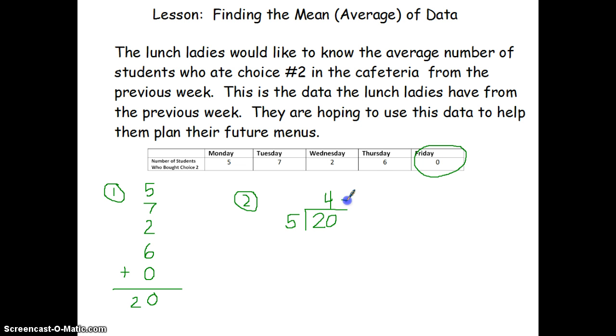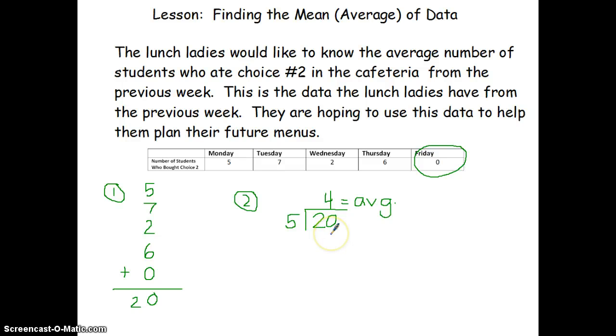And so what does this 4 mean? The 4 is my average. And I abbreviate average with AVG. And so the 4 is my average for the week. So the lunch ladies know that on average, 4 students purchase choice 2 each day.